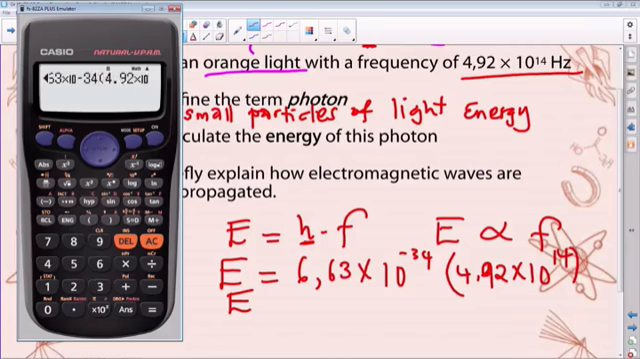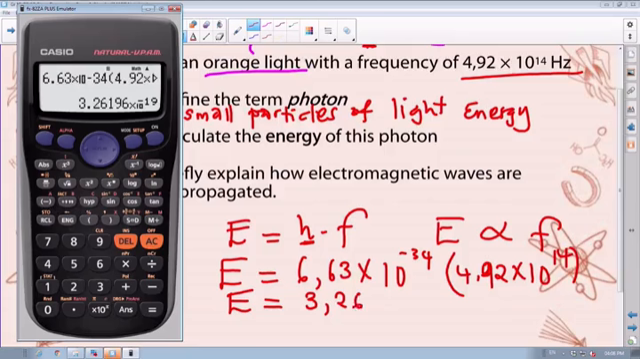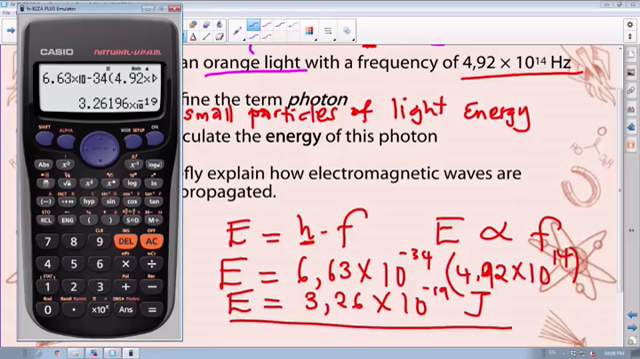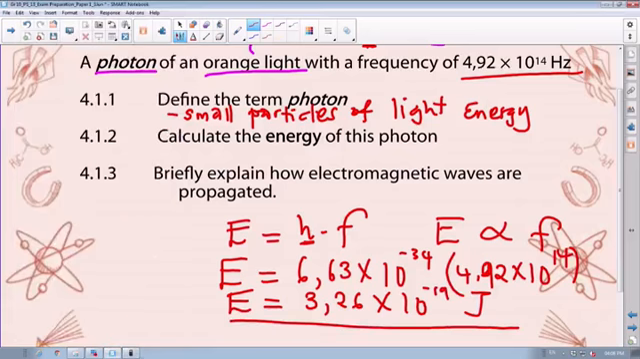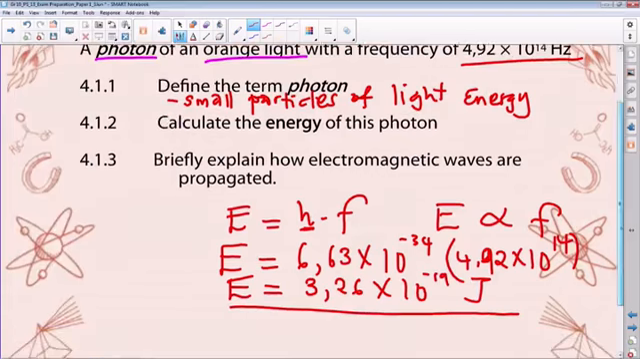So our solution to this becomes 3,26, to two decimal places, times 10 exponent negative 19. Energy is measured in joules. So this is the energy that each photon of this form of electromagnetic radiation carries.